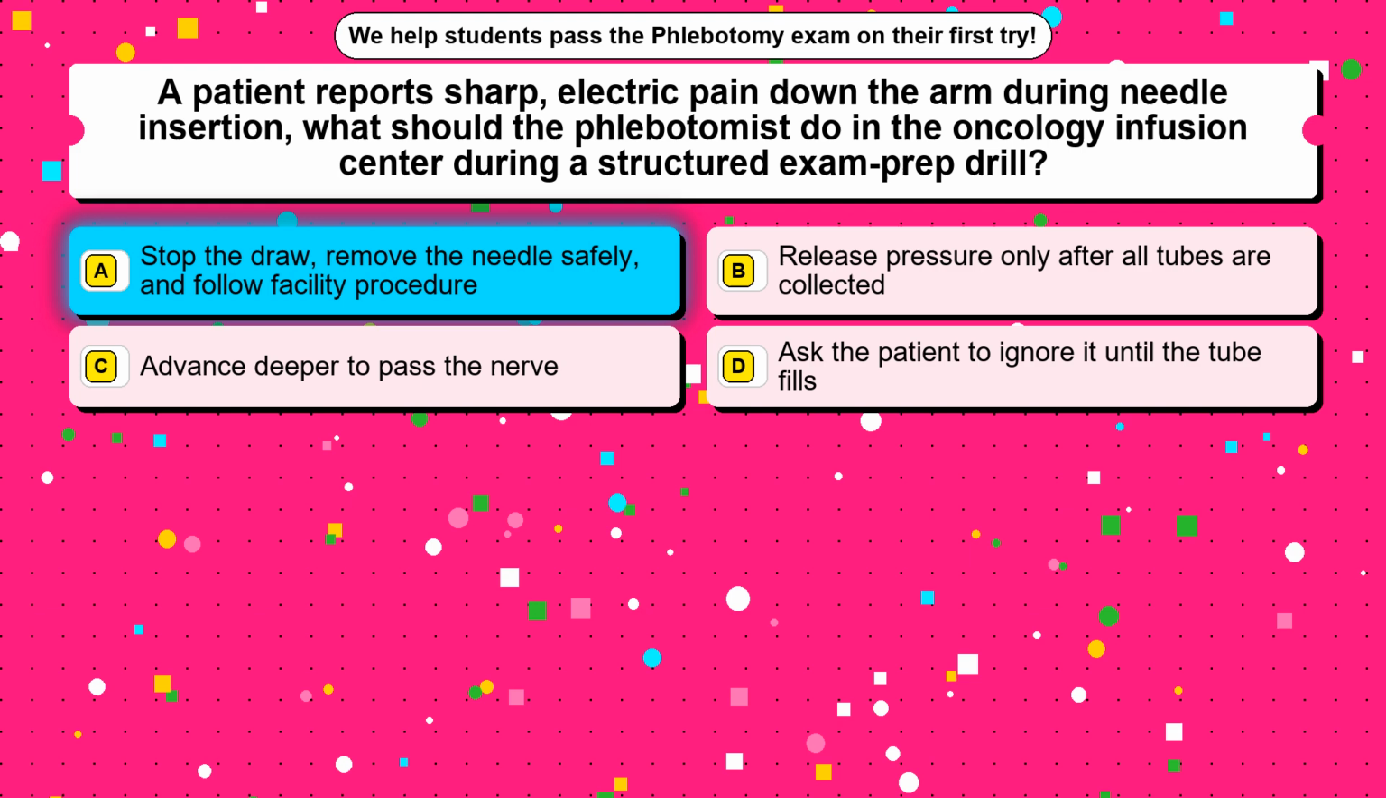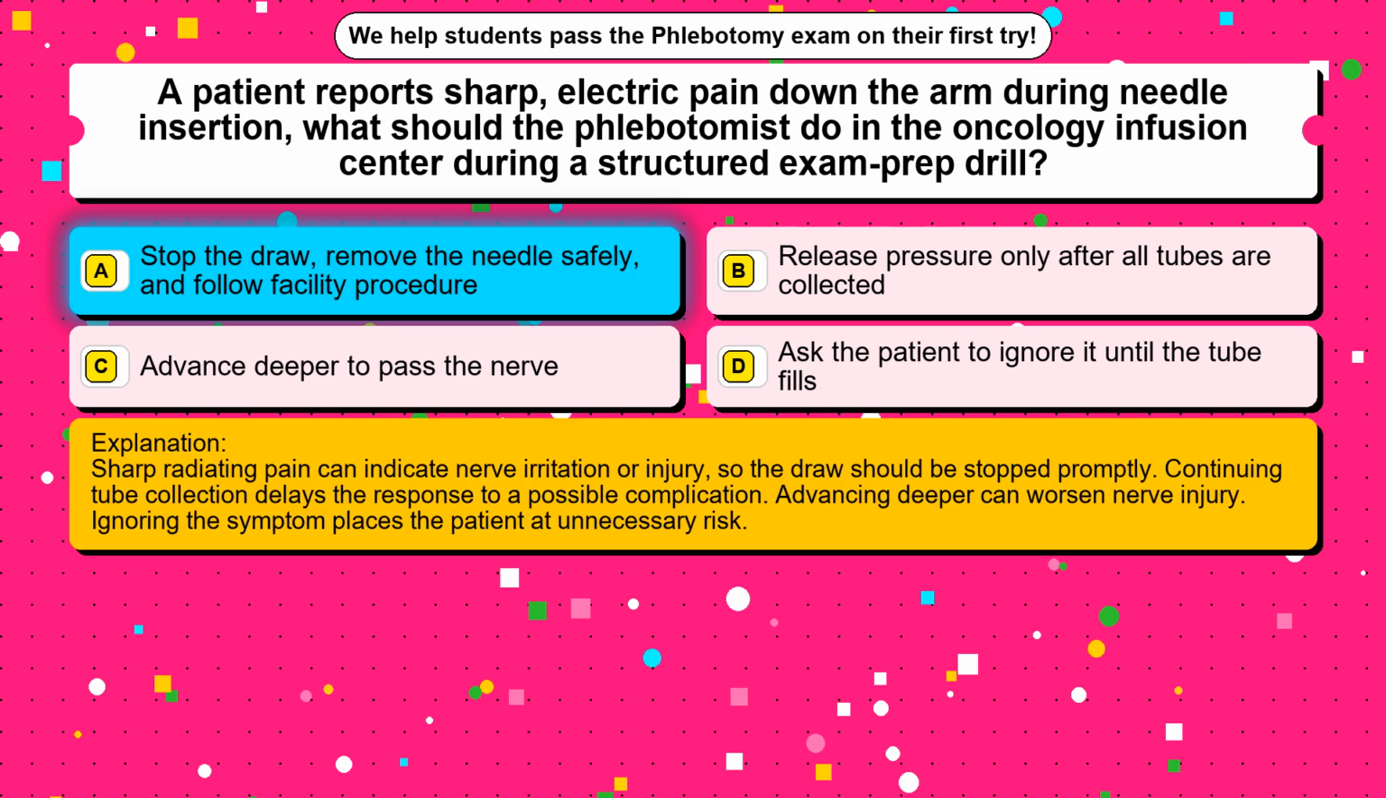The correct answer is option A. Stop the draw, remove the needle safely, and follow facility procedure. Sharp radiating pain can indicate nerve irritation or injury, so the draw should be stopped promptly. Continuing tube collection delays the response to a possible complication. Advancing deeper can worsen nerve injury. Ignoring the symptom places the patient at unnecessary risk.